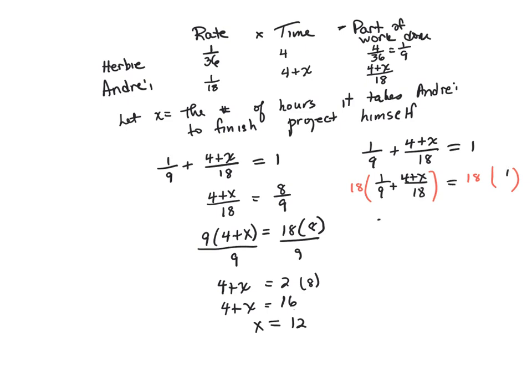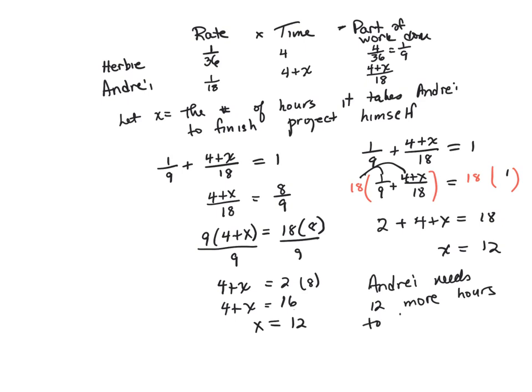And we get 2 plus... okay, now the 18s divide through because we distribute on this side. So we get 4 plus x equals 18, and we end up with x is equal to 12 again. So whichever way we do it, Andre needs 12 more hours to finish the project.